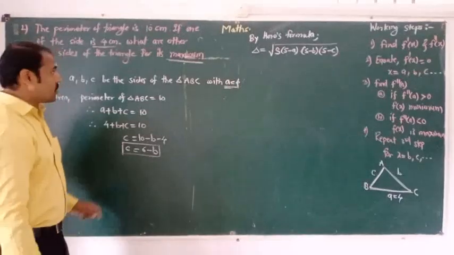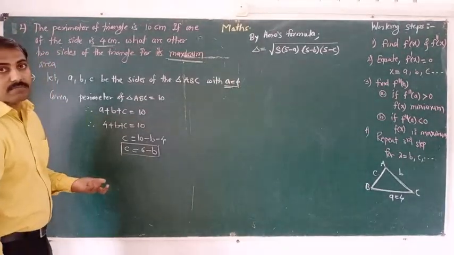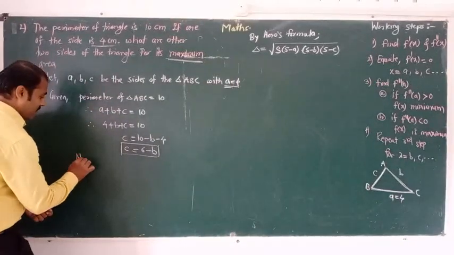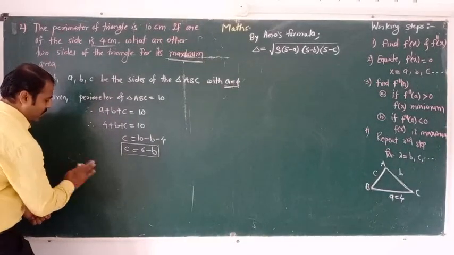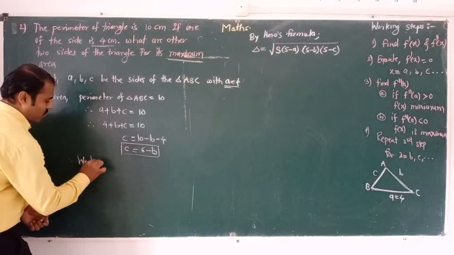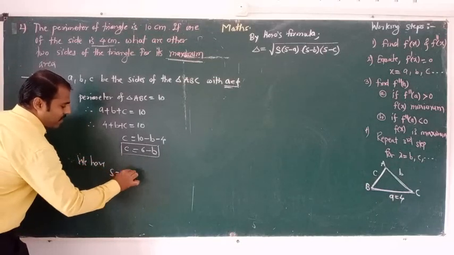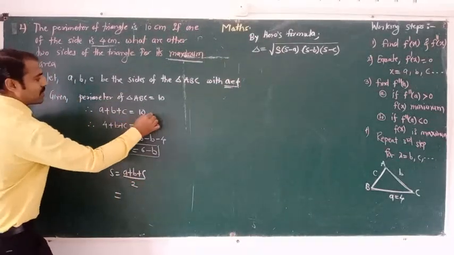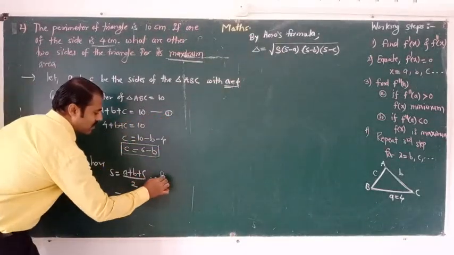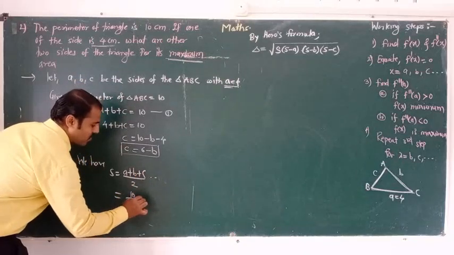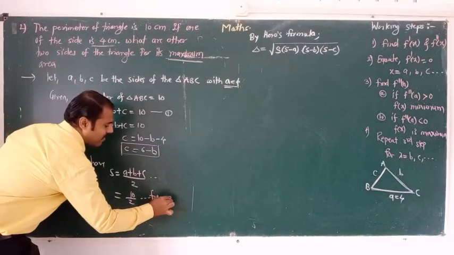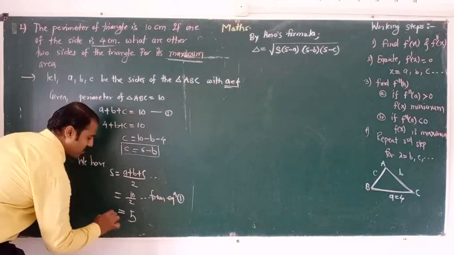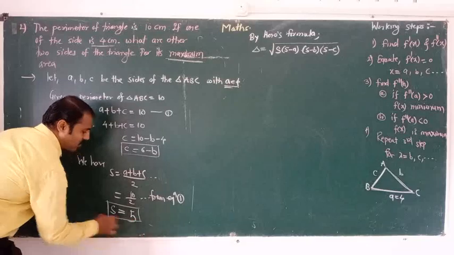Now, what is s here? We know that s is equal to a plus b plus c divided by 2. A plus b plus c is what? It is 10, from equation first. So 10 divided by 2 means 5. The value of s is 5.